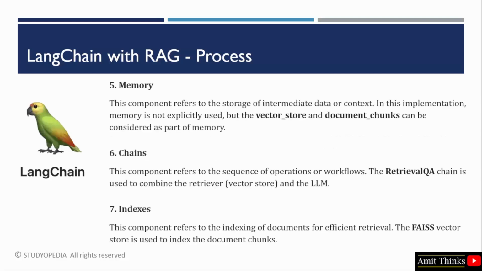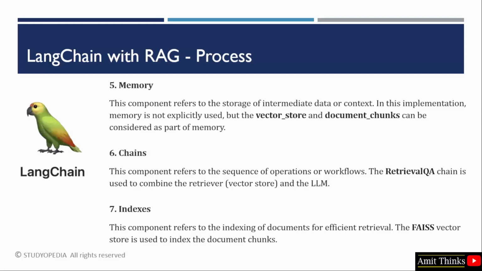Then comes your memory. This is to store intermediate data or context. In this implementation, we have not used memory, but the vector_store and document_chunks can be considered as part of memory.